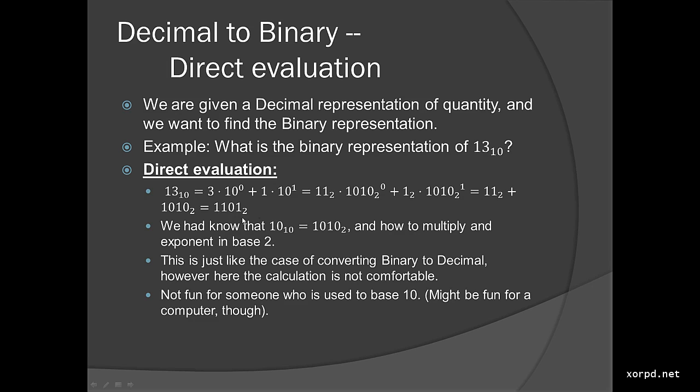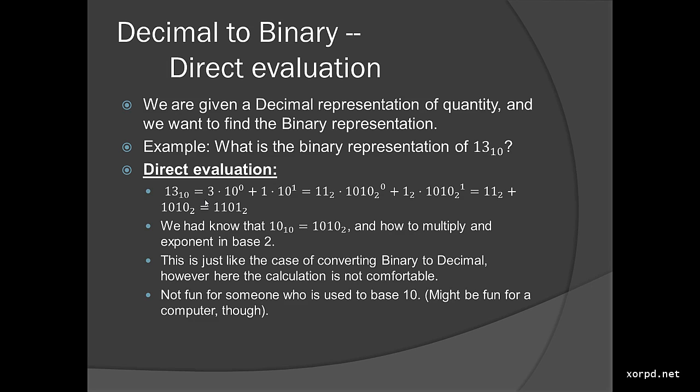There are some cons and pros to this method. Maybe the stuff that are not so good about it is that we had to know that 10 decimally equals this binary representation. We had to know it ahead of time. We also have to know how to multiply an exponent in base 2, which is not very easy for human beings. This is just like the case of converting binary to decimal. However, here the calculation is not very comfortable. In the other direction, it was pretty easy.